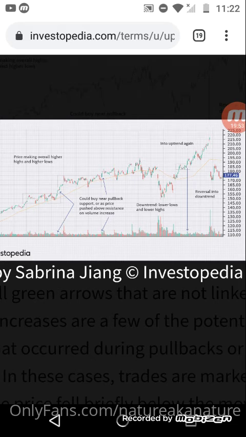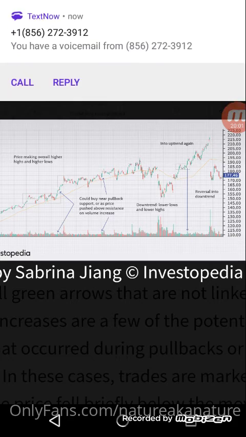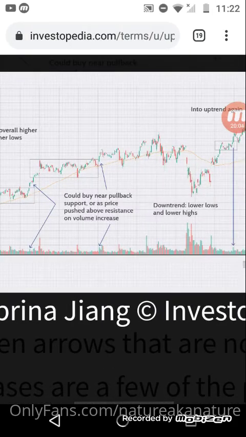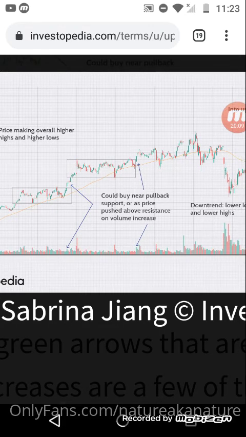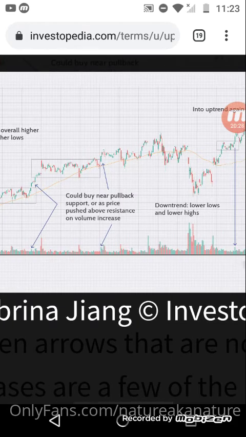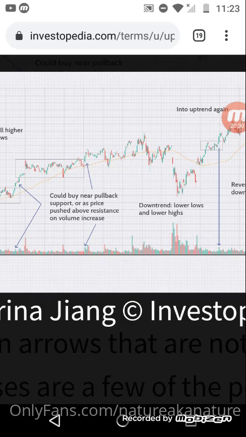Okay. So price is making overall higher highs and higher lows. You can see, boom, it made a higher high right here. This high is higher than that high. Then it could buy near the pullback, back down to the support level before, on the next candle, as you can see, price then pushes back above the resistance level again, makes a new resistance level, and then it pulls back again.